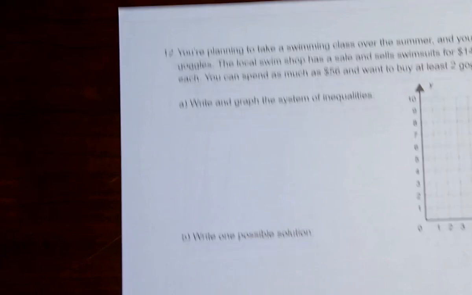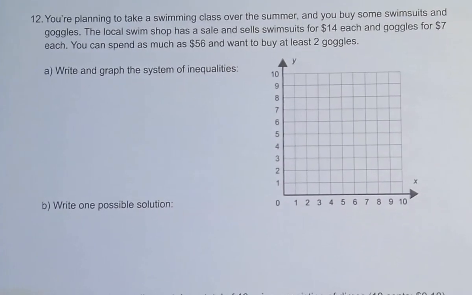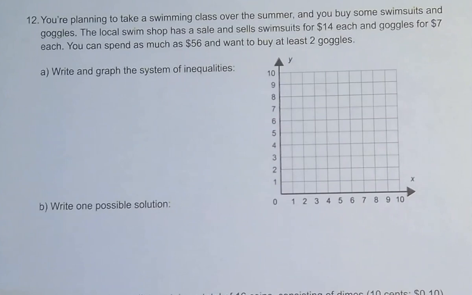Number 12. This time you're planning to take a swimming class over the summer. So you're going to be buying swimsuits and goggles.